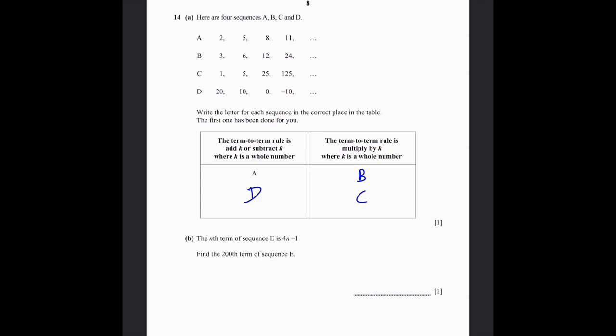Find the 200th term of sequence E. That means that n is equal to 200. So 4n minus 1 will just be substituted in. And 4 into 200 minus 1. 800 minus 1 is 799.